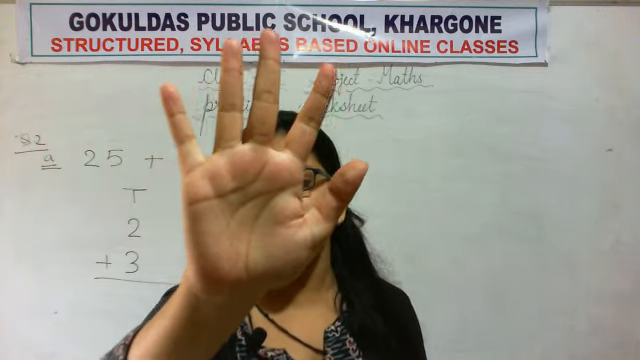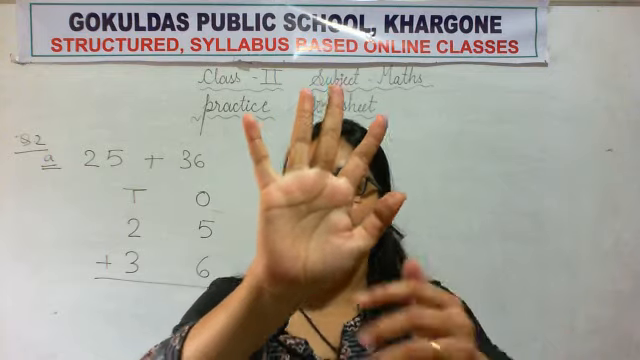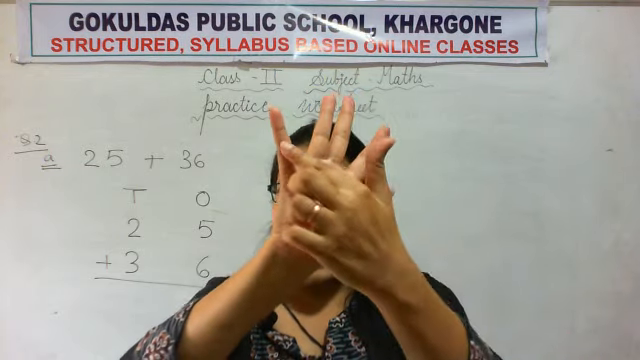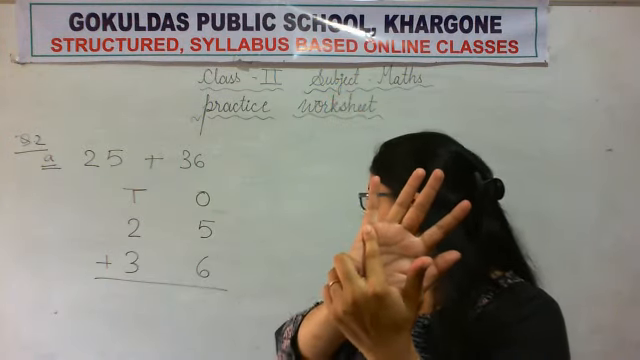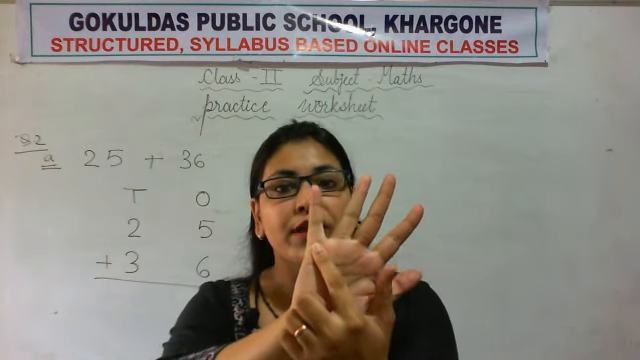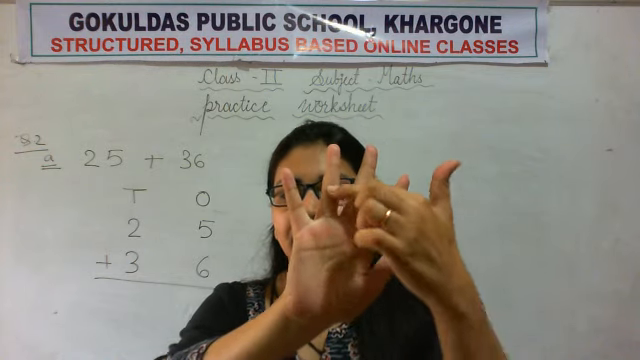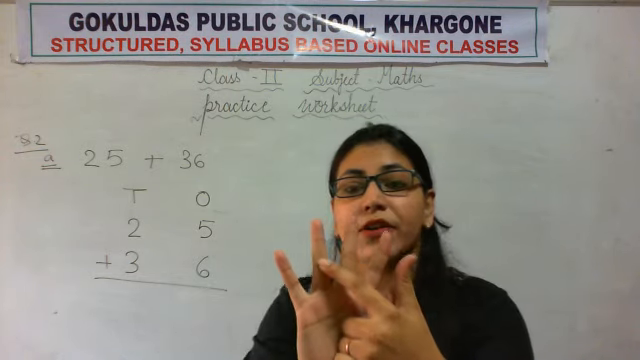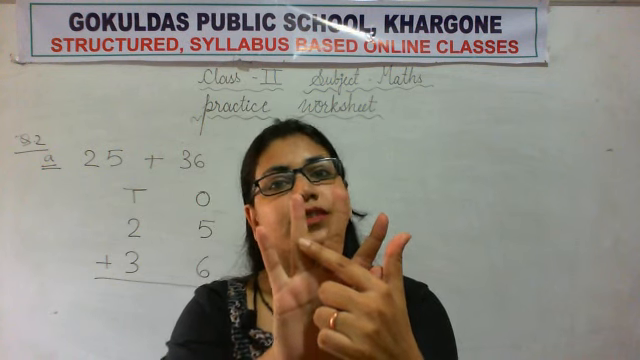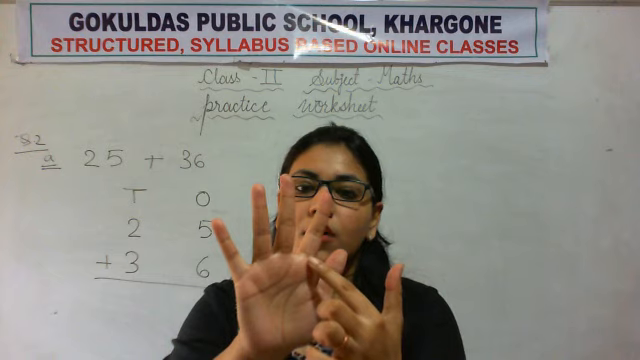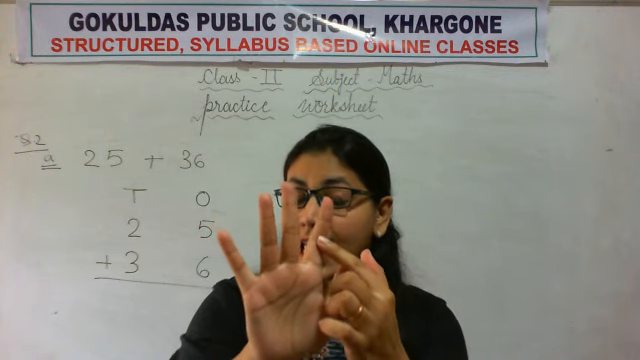We will start counting from the bottom of our little finger. This is the little finger and this is the bottom. So the first number is 5. We will count 5 finger marks. 1, 2, 3, 4, 5. Now the next number is 6. So now we will count 6 finger marks. 1, 2, 3, 4, 5 and 6.